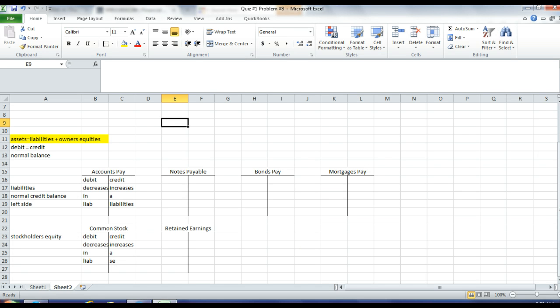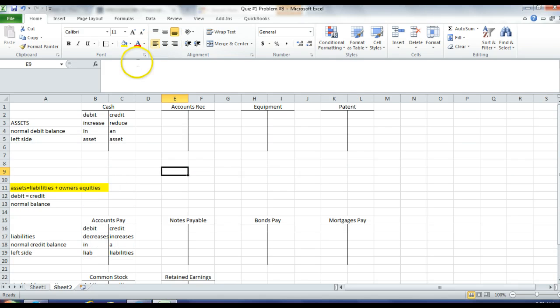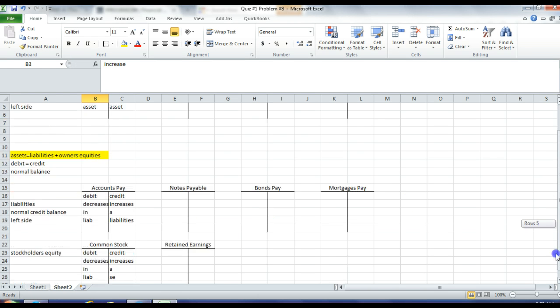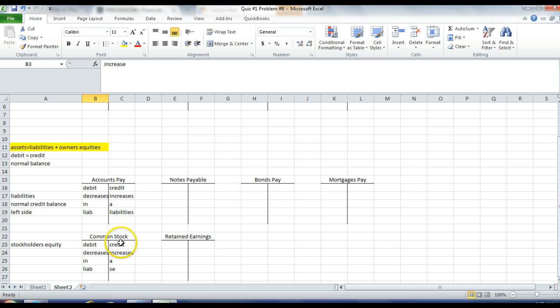So if you think about it, if we had an account that was cash here, we're going to increase it by $15,000. And our stockholders' equity, or our common stock down here, we would increase it, which means credit that common stock account.